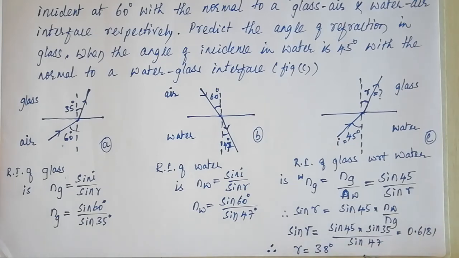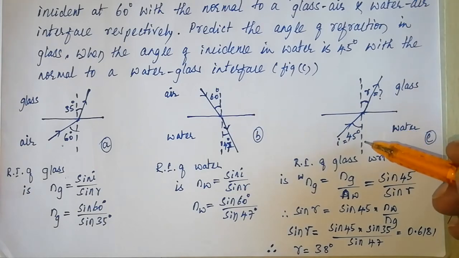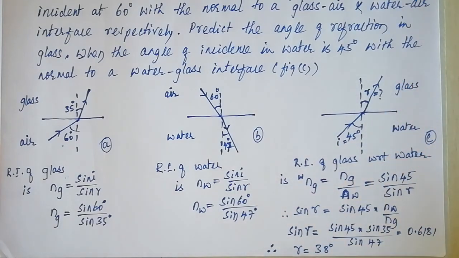You have to refer to the natural science table and get the values of sin 45, sin 35, sin 47. On simplification, it amounts to 0.6181. So sin r equals 0.6181, and r equals the sin inverse of this value. That also you have to determine using the natural science table. Thereby we get the angle of refraction: r is equal to 38 degree for light traversing from water to glass. Thank you.